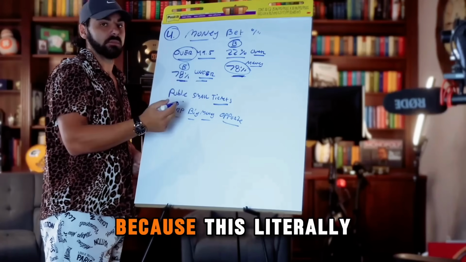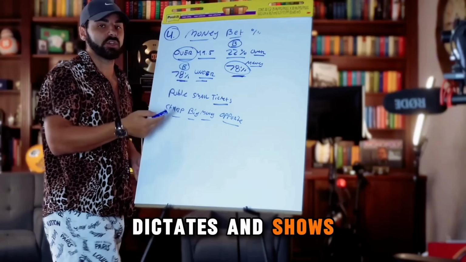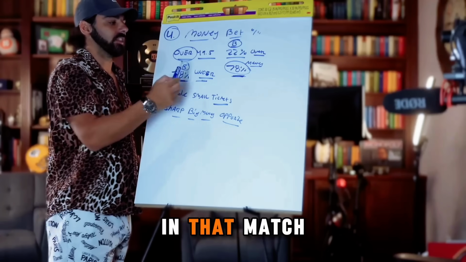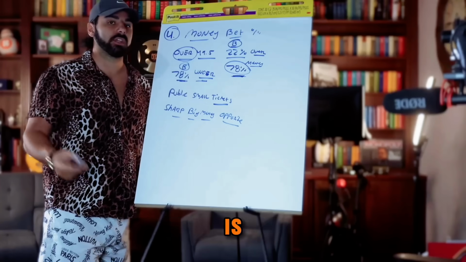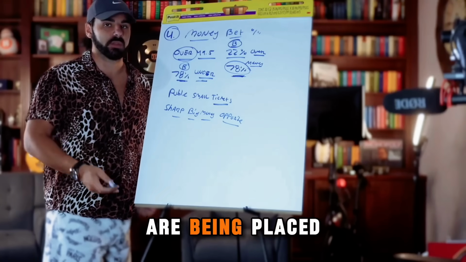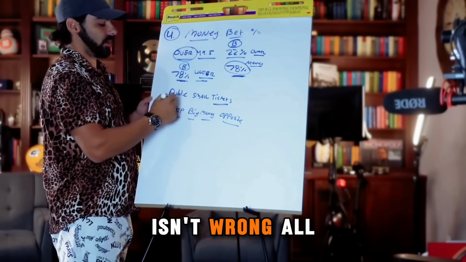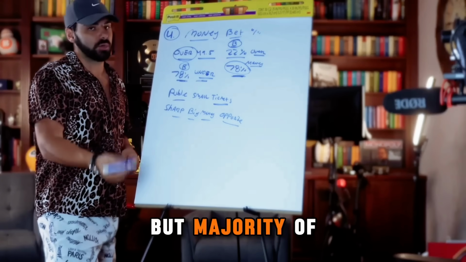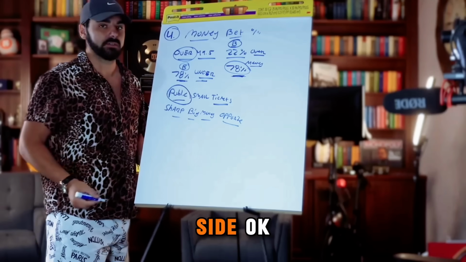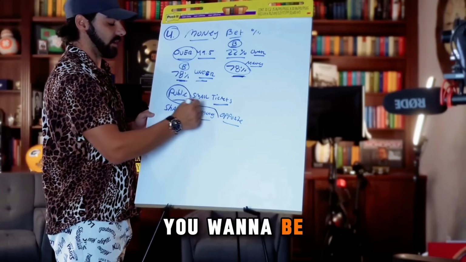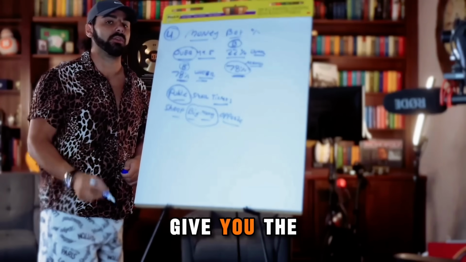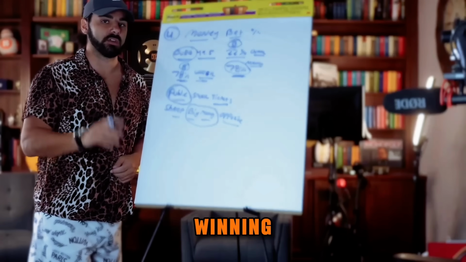But this is huge, because this literally dictates and shows you where exactly the big money is being placed in that matchup, rather than where the public is and all the parlays of everybody throwing their little parlays together. Now, the public isn't wrong all the time, but the majority of the time they are. You don't want to be on that side. The majority of the time, you want to be where there's big money being placed, because that's going to give you the best probability of winning for your totals.